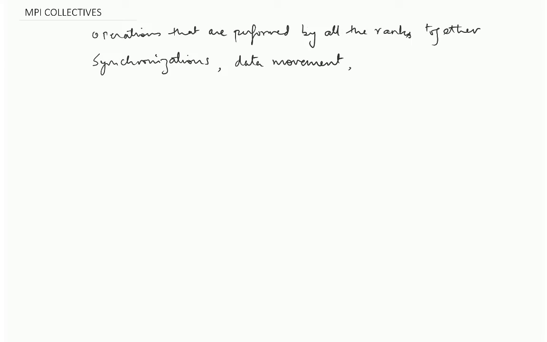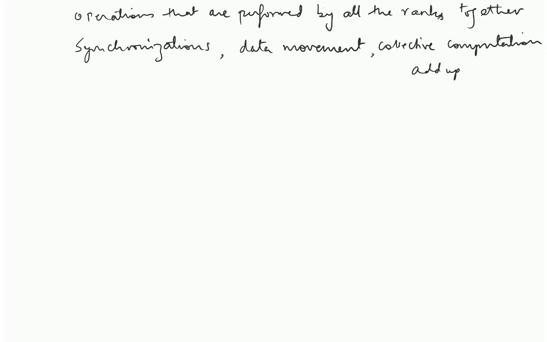And another is doing some kind of collective computation, okay? An example of collective computation is where you want to add up array elements across all processes. We've discussed the reduce operation, right? So it's the same as that. All right, so let's look at some of the MPI calls. For synchronization, the call is MPI barrier.